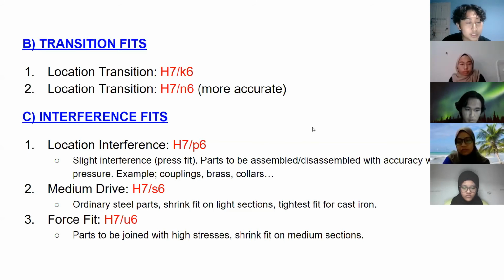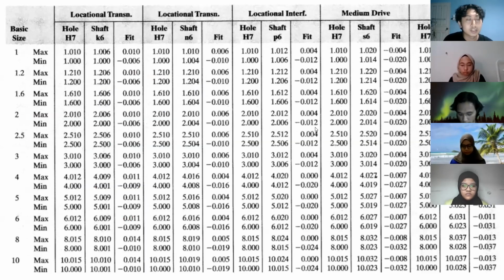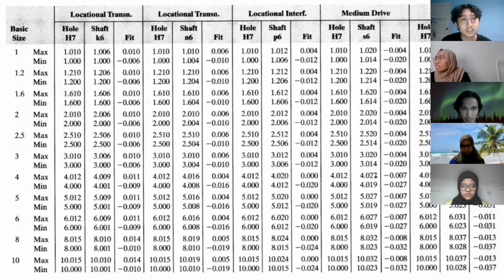And the third one is force fit, which is H7U6, parts to be joined with high stress shrink fit on medium section. Next slide. So this is the table of the transition and interference fit to find the maximum and minimum limit. Next slide.